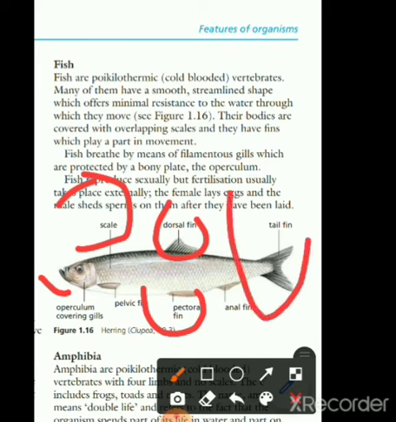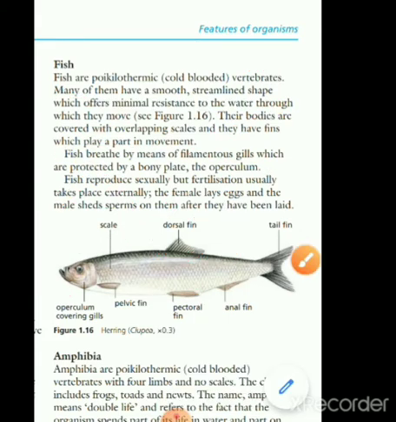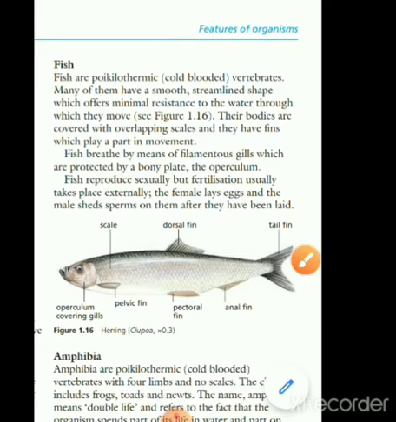The tail fin is there. Why is it needed? So that if water is coming this way, it can move ahead. So it aids the fish to move. Next one is the anal fin. It is basically aiding the fish to get rid of the extra or excreted material which it doesn't want.